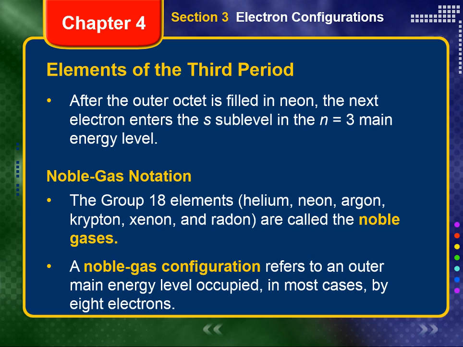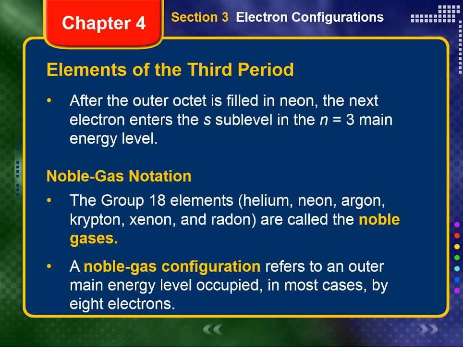Elements of the 3rd period. After the outer octet is filled in neon, the next electron enters the s sublevel and the n equals 3 main energy level. Thus, atoms of sodium, Na, have the configuration of 1s2, 2s2, 2p6, 3s1. Compare the configuration of a sodium atom with that of an atom of neon in Table 4-3 on page 110 of your text, or shown on the screen previously.